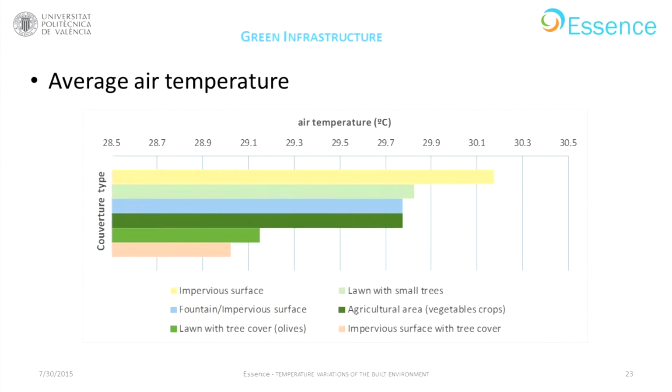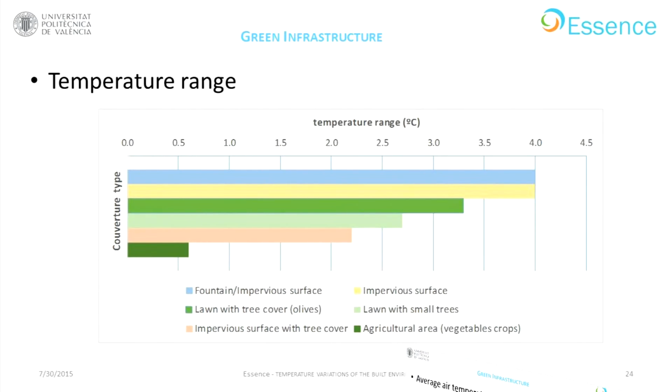With this simple exercise, we have shown that there are differences in temperature and relative humidity, and therefore in the comfort index, among the different environments created by various types of surface. The difference between the mean temperatures of the different environments is small, and the use of this variable might mask the difference between sites. Temperature range is greater on impervious surfaces and lower in shaded areas with trees and in the agricultural land.